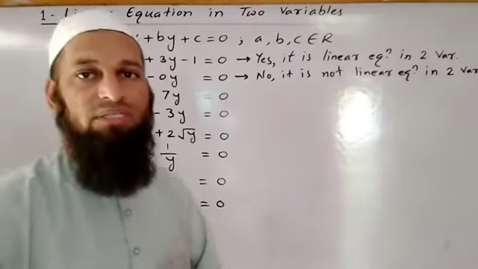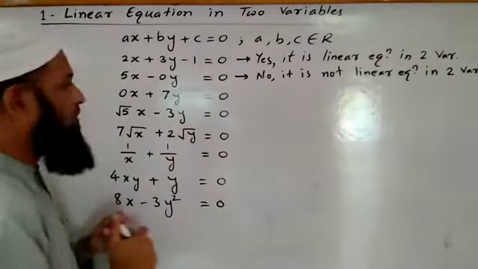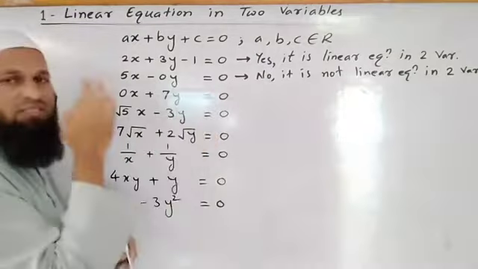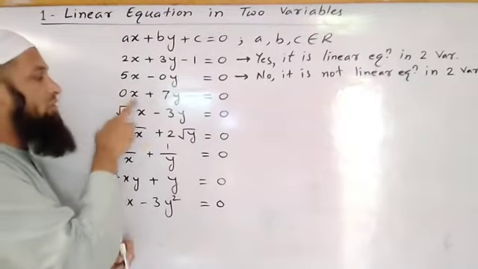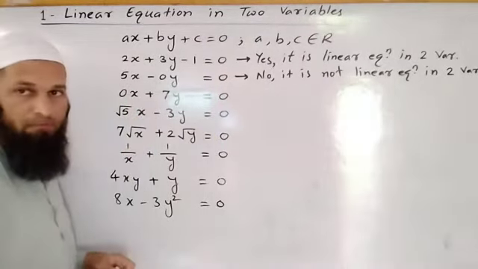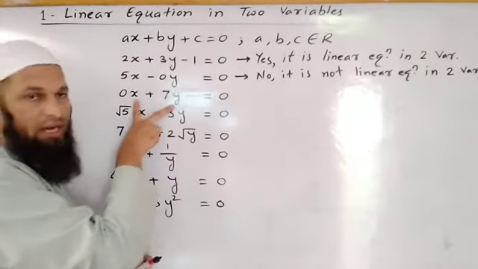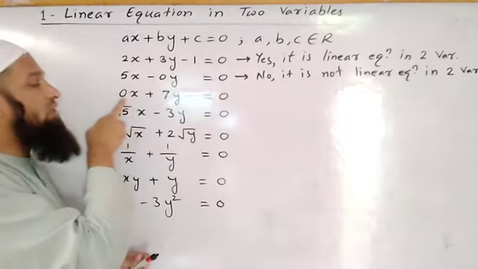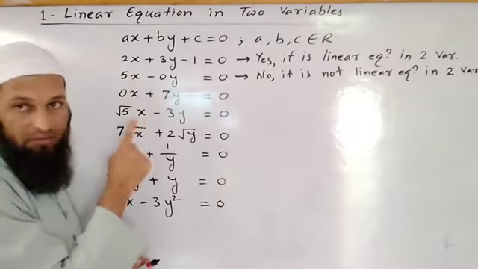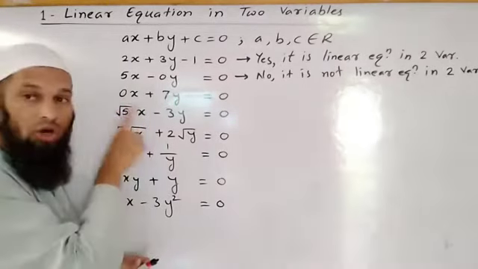Okay, linear equation in two variables. Now see the next equation. This is same as this equation: 0x plus 7y is equal to 0. See here, the degrees of both the terms are 1, but here the coefficient of x is 0. It should not be. The coefficient of x should be non-zero, but here 0.